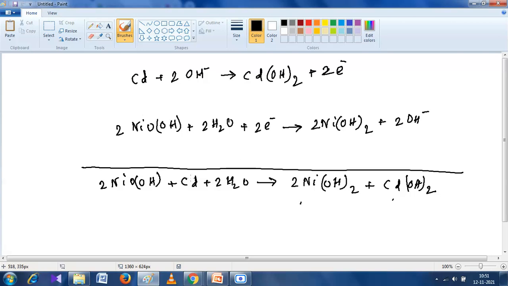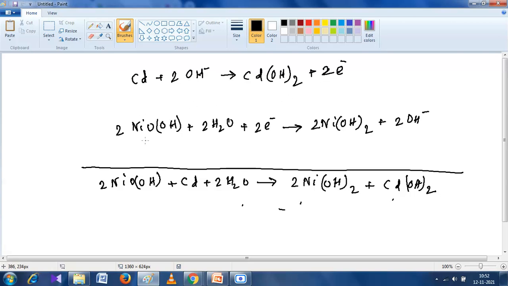Whenever we recharge the nickel cadmium battery, the reverse reaction happens. That means during the discharging, the reaction goes from left to right, and during the recharge, the reaction goes from right to left. And what will happen at the negative plate? The negative plate is cadmium, so we can see that cadmium reacts with hydroxide ion and produces cadmium hydroxide and two electrons after discharging.